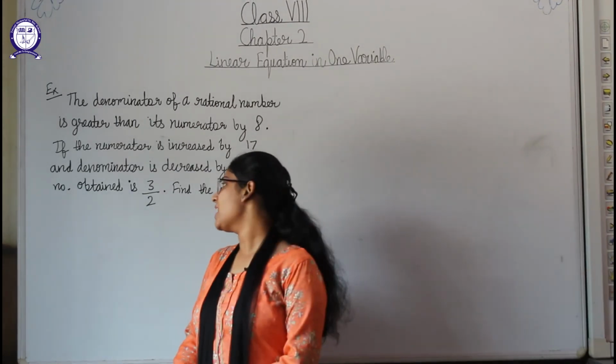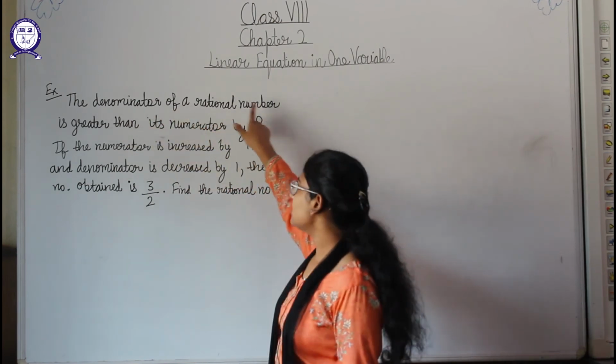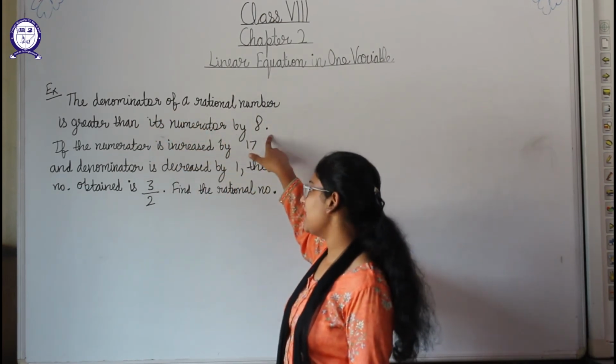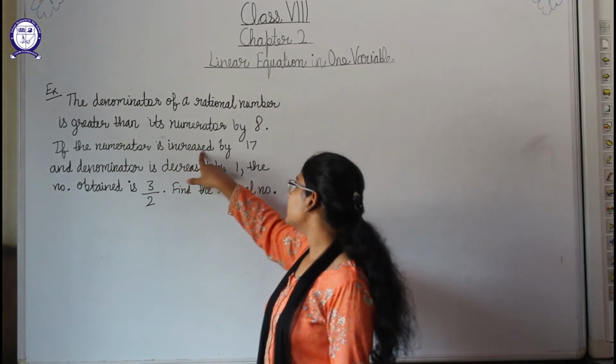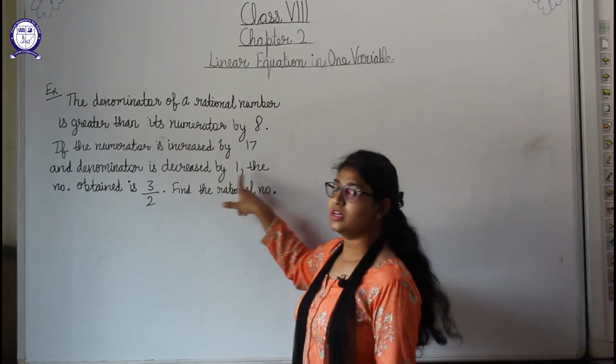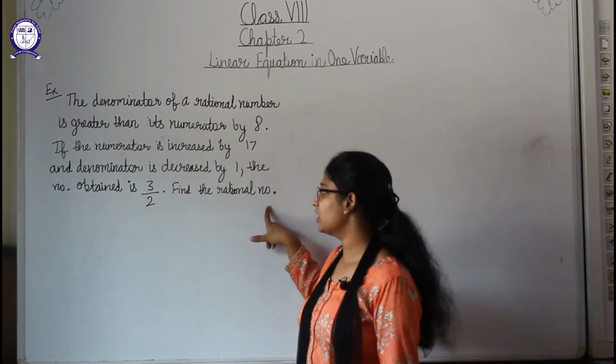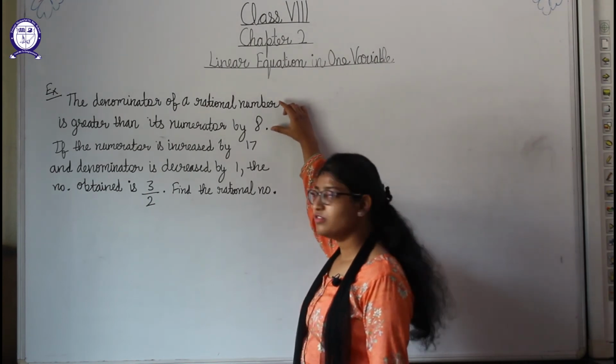Now students, our last question is this word problem. The denominator of a rational number is greater than its numerator by 8. If the numerator is increased by 17 and the denominator is decreased by 1, the number obtained is 3/2. Find the rational number. Okay students, first of all we will solve for the first line.